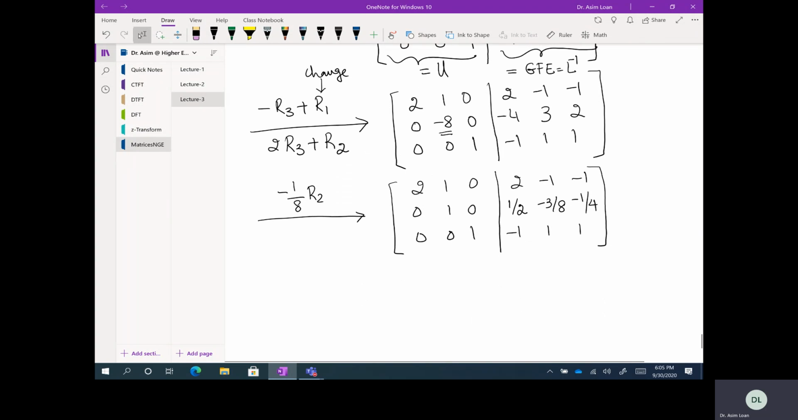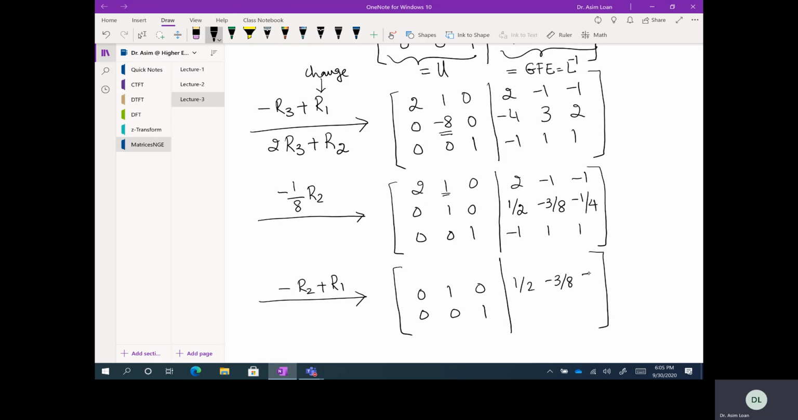And then I get rid of this one. So I say minus R2 plus R1. When I do that, the second and third rows are not going to change: 0, 0, 1, half, minus 3 by 8, minus 1 by 4, minus 1, 1, 1. This will become 2. Minus 1 plus 1 is 0. This is 0. And then this is 2 minus half, which is 3 by 2.